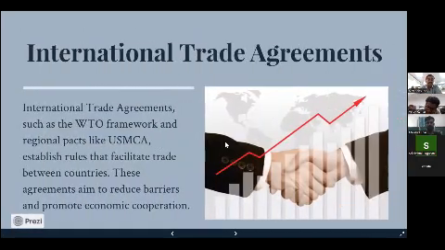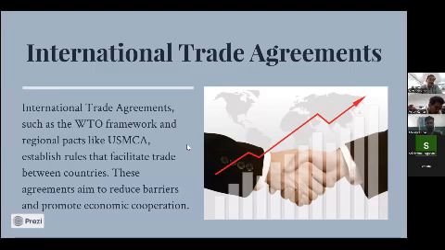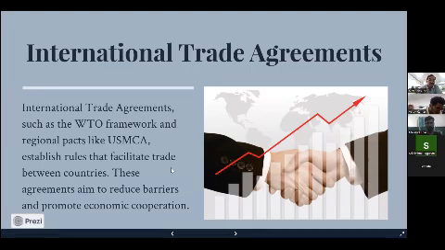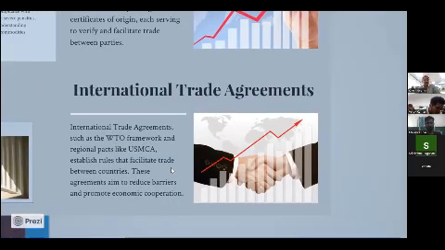Coming to the international trade agreements, what are these agreements? Before we start exports or imports, international trade agreements such as the WTO. What is WTO? World Trade Organization framework, and regional pacts like USMCA establish rules that facilitate trade between countries. These agreements aim to reduce barriers and promote economic cooperation. This will help a lot to support us in promoting economic cooperation.